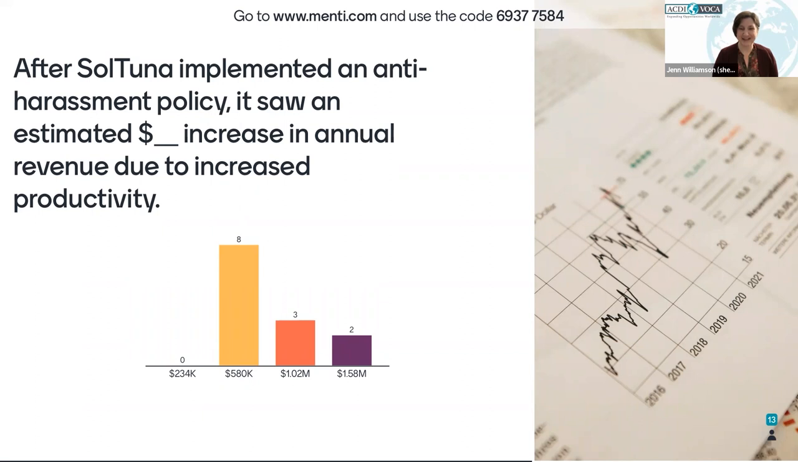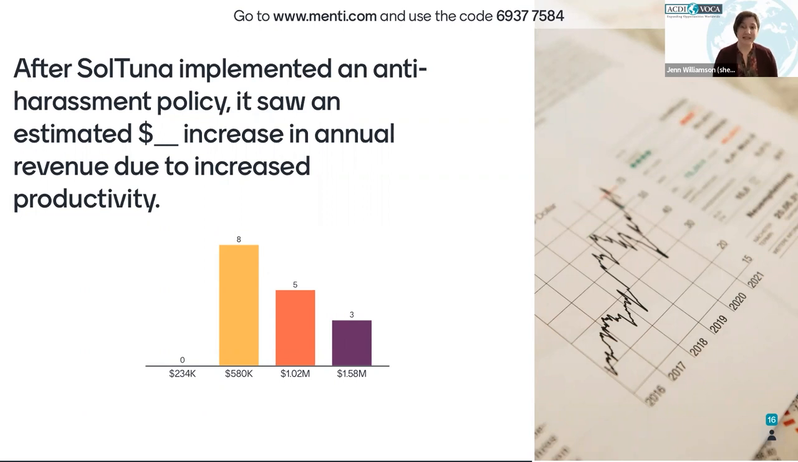I can see the answers are coming in. Nobody's picking 234,000. Good. We're leaning towards the bigger impacts. Yeah, you're right. Believe it or not, the results are actually above a million. It was 1.58 million, which is extremely notable and shows just how much of a difference it made for this company in instituting an anti-harassment policy and presumably reducing harassment in their organization.